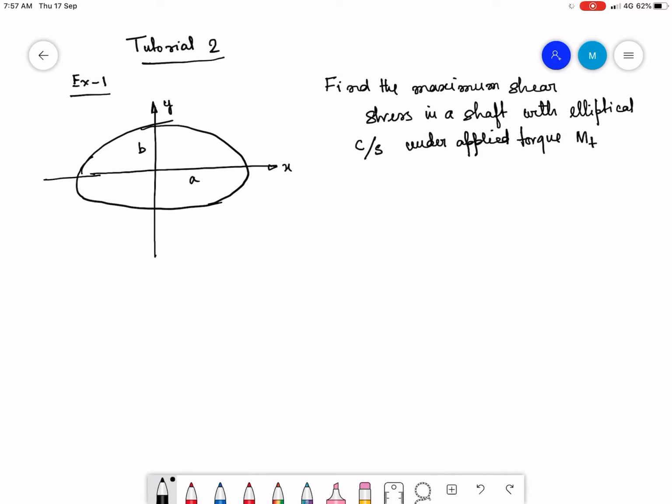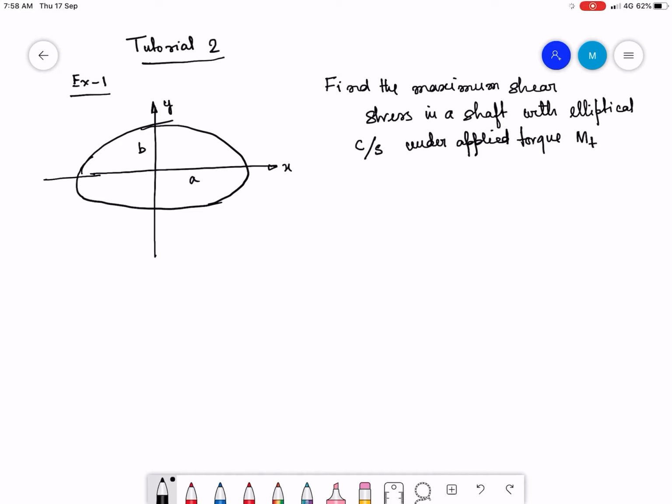Solve problems on the membrane analogy that we studied in the last lecture. So the first example is like this. We have a shaft with an elliptical cross section with minor axis as B and the major axis being A. The problem is that we need to find out the maximum shear stress in the shaft due to the applied torque MT, and we are going to use membrane analogy to solve this problem.